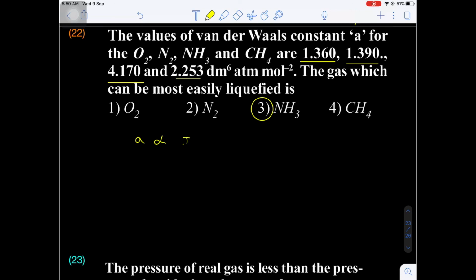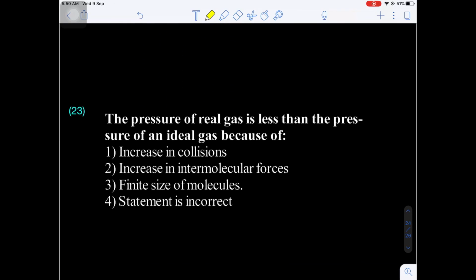That means a value is directly proportional to what? Intermolecular forces. As intermolecular forces increase, that means liquefaction of the gas also increases.